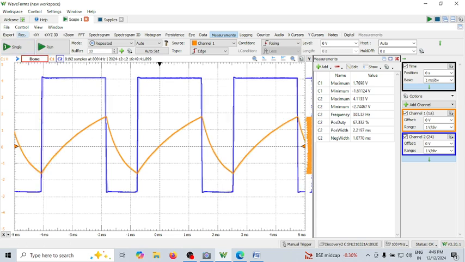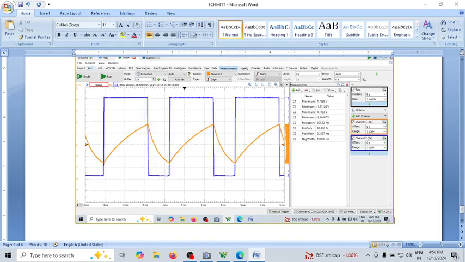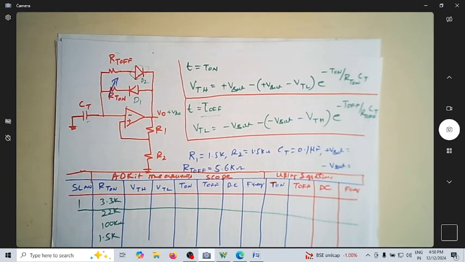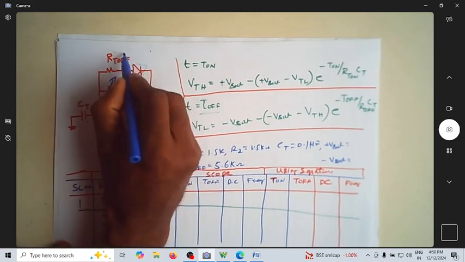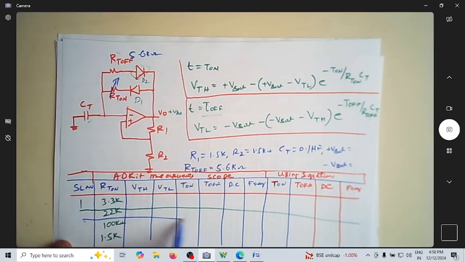So you can see now the duty cycle is 67%. It is no more 40%. Now we are intentionally changing the duty cycle, more than 50%, less than 50%, all those things. So let me take this as one of my screenshots. This is for an RT on of 22k. I'm specifically saying that this is RT on. RT off is fixed at 5.6 kilo ohm as per this. You can see RT off I'm not changing. I'm just keeping this as 5.6 kilo ohm. This I just keep changing as per my readings. So my second reading is over.